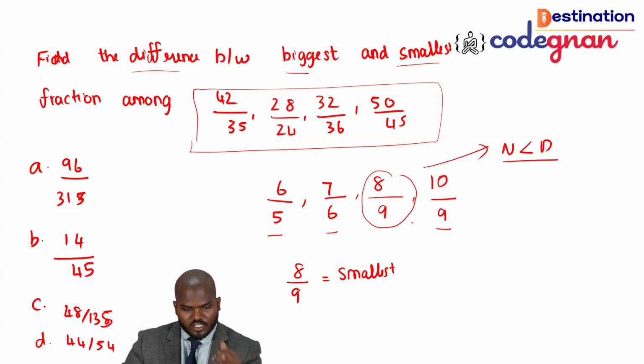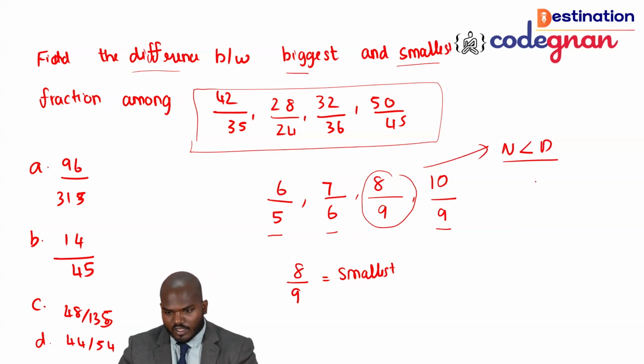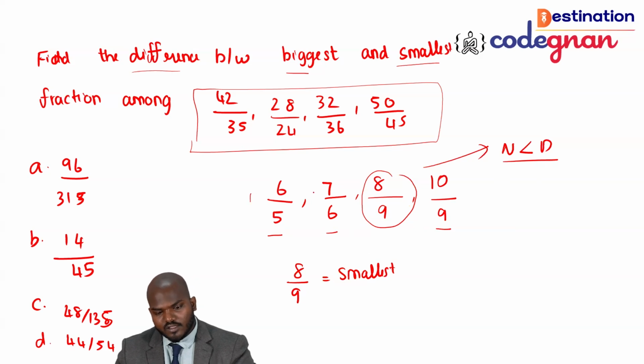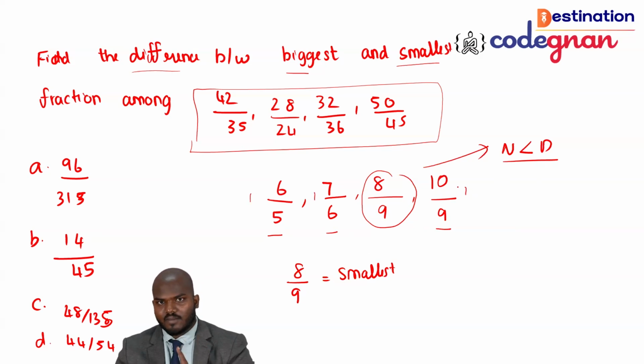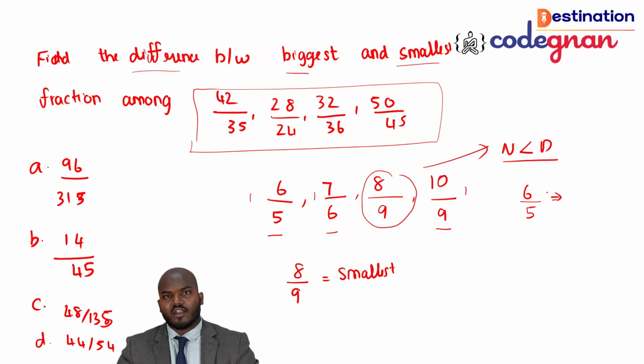Whether it is 6 by 5, 7 by 6 or 10 by 9. Here you see, this will give you the difference of 1, this will give you the difference of 1, and this will also give you the difference of 1. Then here you need to use the decimal method only. We know that 1 by 5 is equal to 0.2. If you multiply by 6, it will give you the value 1.2.